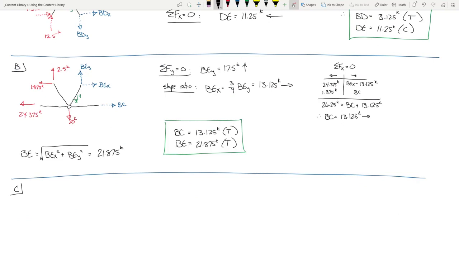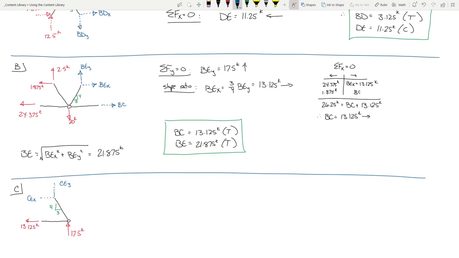Okay. So here's joint C. So here's the joint. We have a member and a member. Now, we have a reaction at joint C. The reaction at joint C is 17.5 kips. Okay? Now, what do we know? We know this horizontal is 13.125 kips. The only thing we don't know is this diagonal. This is a 4-3. And this is CEY, CEX. Check this out. This is really cool.